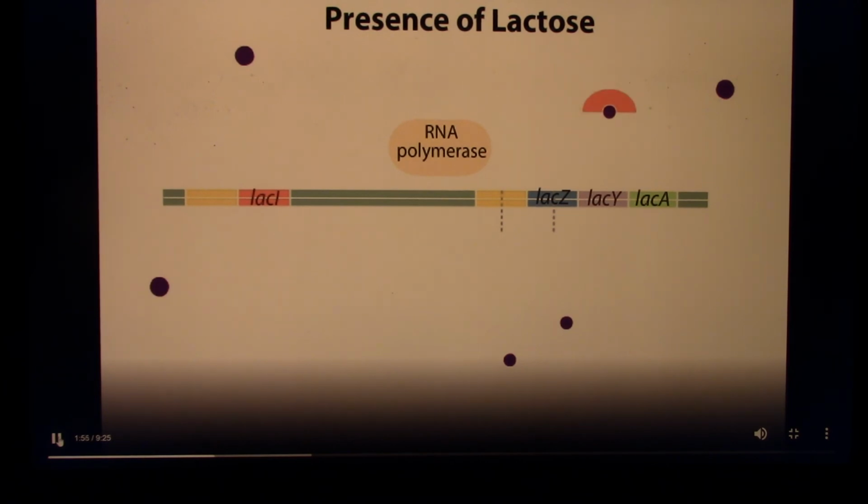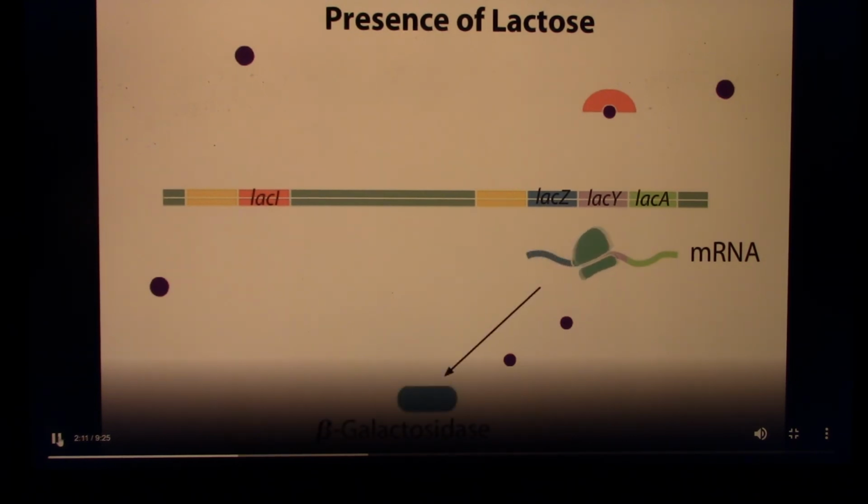region of the DNA. With the operator site open, RNA polymerase is able to bind to the operon promoter and transcribe the structural genes. The resulting mRNA is then translated, leading to the production of the 3 enzymes, beta-galactosidase, permease, and transacetylase, encoded by LAC-Z, LAC-Y, and LAC-A, respectively.